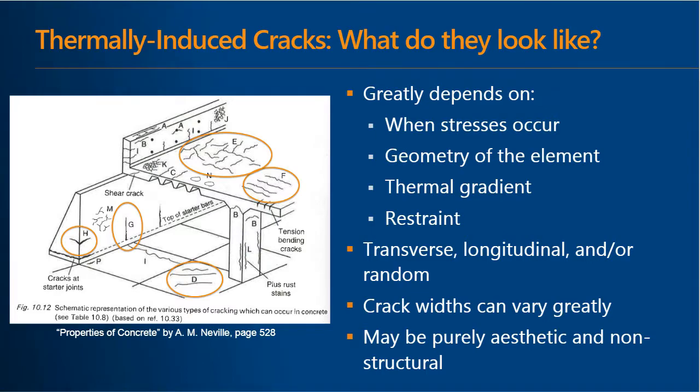So while the examples that I showed had these characteristic transverse cracks, thermally induced cracks can also appear as longitudinal cracking and/or be randomly oriented. Additionally, the crack widths can vary greatly. And as with plastic shrinkage cracks, these can purely be aesthetic and non-structural. However, I want to note that for these two examples and for all of our future examples, if a crack isn't monitored and repaired as necessary, it can continue to deteriorate and it can lead to other distress mechanisms.